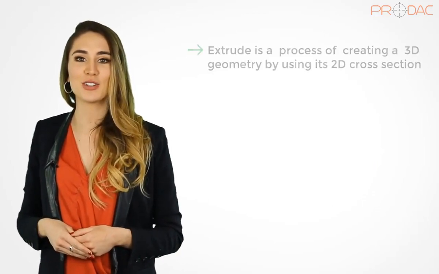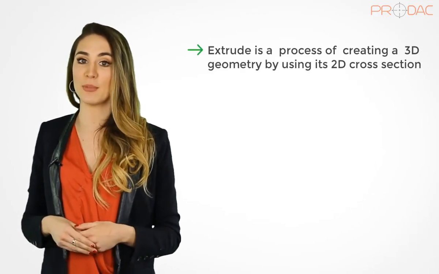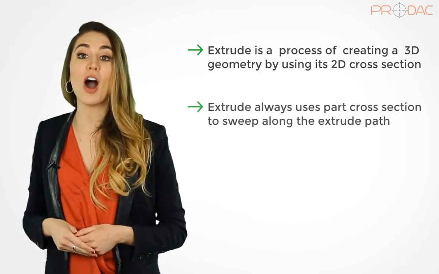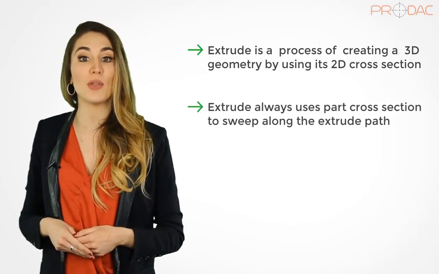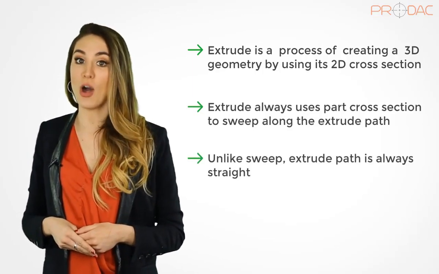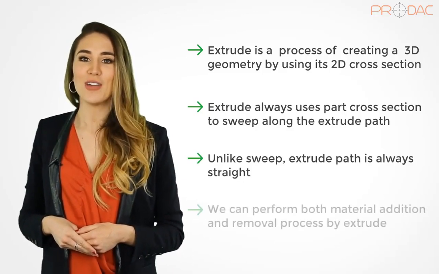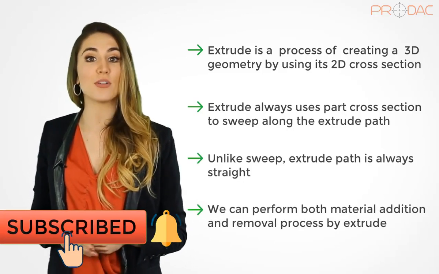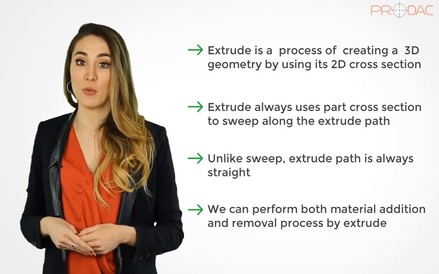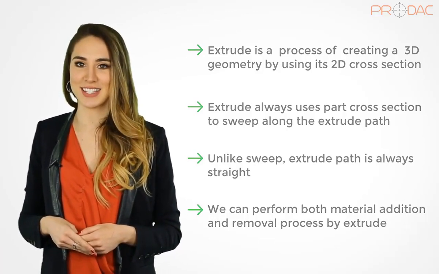Some of the extrude features you'll be getting yourself familiarized with are: 1. Extrude is a process of creating a 3D geometry by using its 2D cross-section. 2. Extrude always uses part cross-section to sweep along the extrude path. 3. Unlike sweep, extrude path is always straight. 4. We can perform both material addition and removal process by extrude. So let's dive deep into session 4 on extrude next in the series.